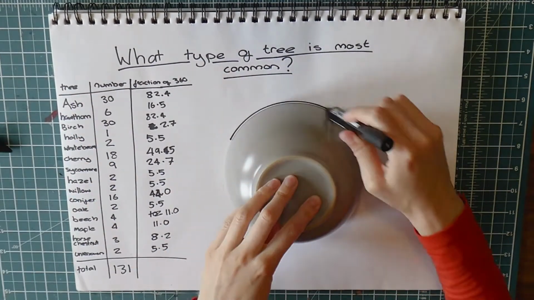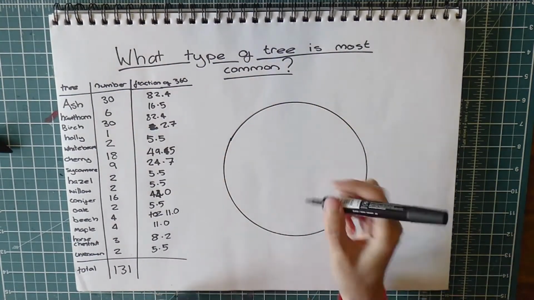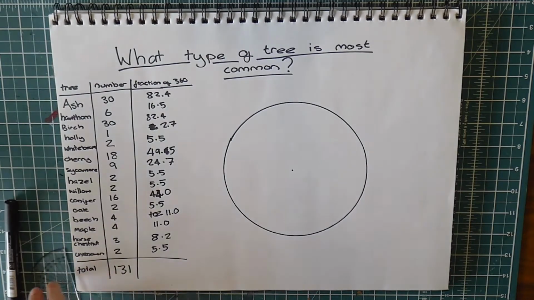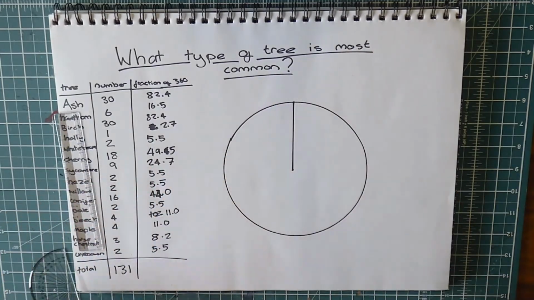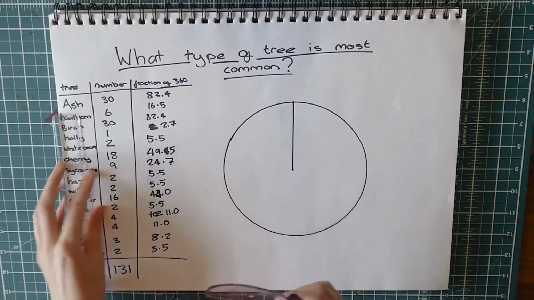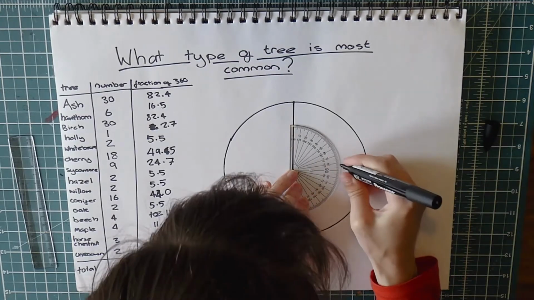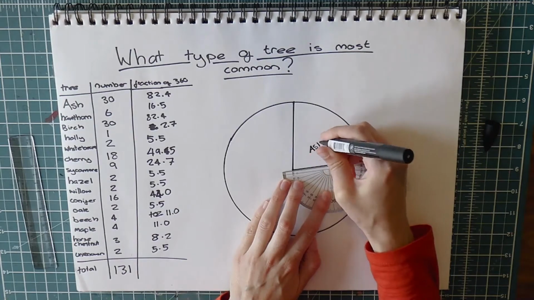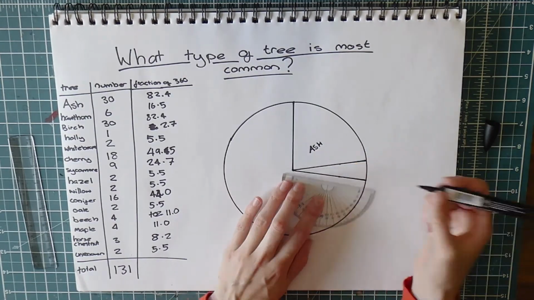To draw your pie chart, start with a circle on your piece of paper. Mark the centre of your circle and draw a line from the centre to the edge. This will be your 0 degree line. Now use your protractor to measure out your first slice. Line the 0 degree line of your protractor up with the 0 degree line of your pie chart, and then mark out 82 degrees for ash. Draw a line from the centre to the edge of your circle through this mark. This is your new 0 degree line. Repeat this for all of your measurements to complete your pie chart.